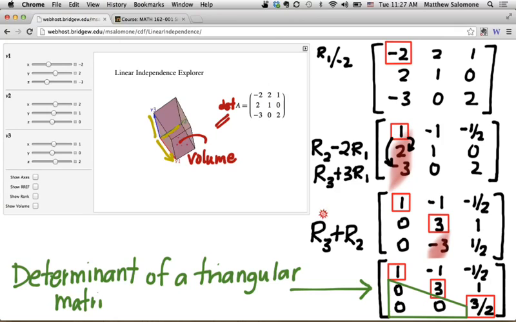And as Catherine says, the determinant of a triangular matrix is just the product on its diagonal. In other words, that would be the product of the three numbers that we have in the boxes here. 1 times 3 times 3 halves. So the determinant of this matrix we have down here at the bottom of our list is 1 times 3 times 3 halves. 9 halves.